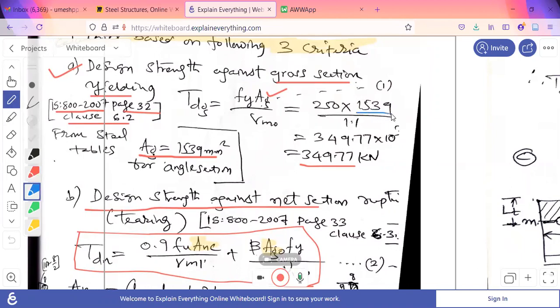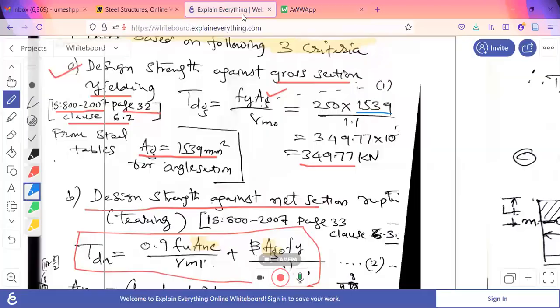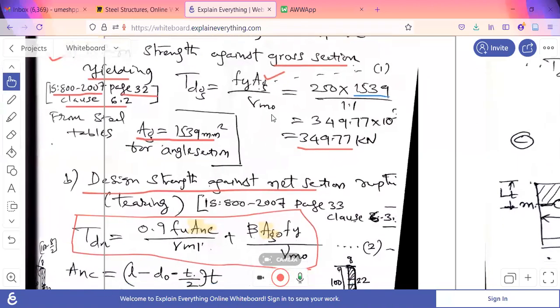This area will be 1539, whatever 1539 is the total angle area. You will get the same 1539 if there is no hole here and you follow this method, L1 minus T by 2 into T, again L1 minus T by 2 into T, because here it is an equal angle. You will get the same number 1539. That you can try later on. 1539 mm square. So this is 349 TDG, because in TDG this calculation is not there.